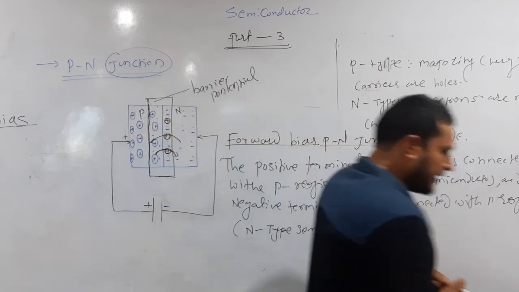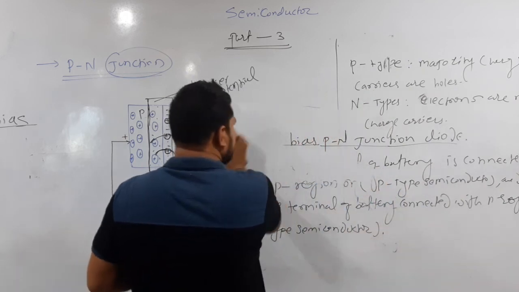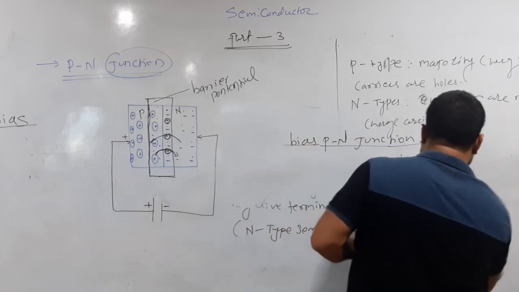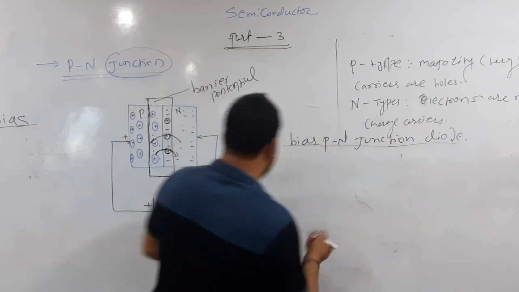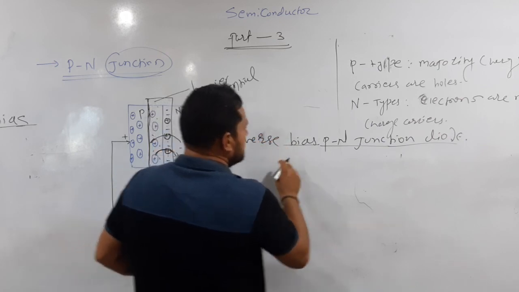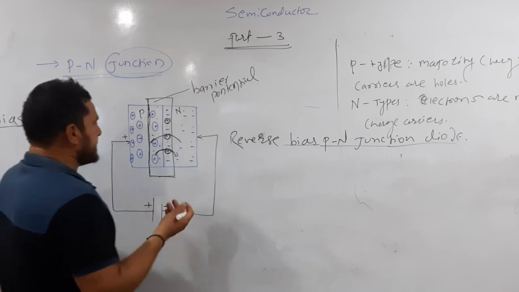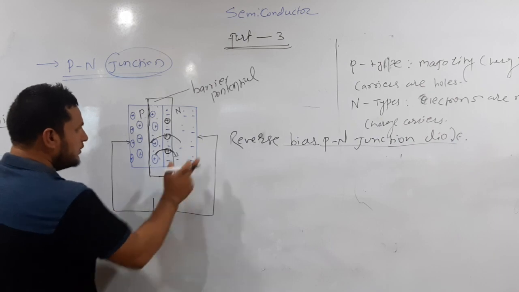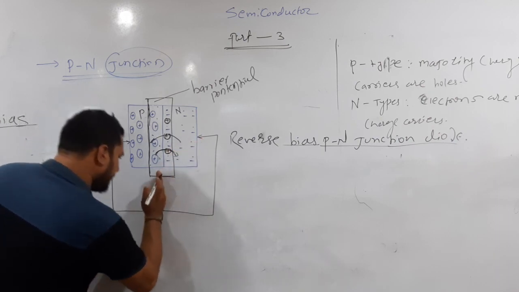Okay, now see the next. Next is what? Reverse bias PN junction diode. Okay, so here, reverse bias PN junction diode. Now first of all we change our diagram, then we will be able to write a definition for it.